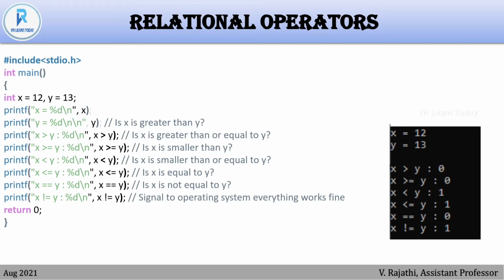X is 12, y is 13. 12 equal to 13 is nothing but a false condition, so it returns 0. x is 12, and 12 is not equal to 13. Yes, it's right, so the result will be 1.